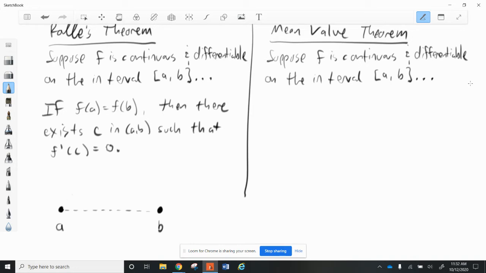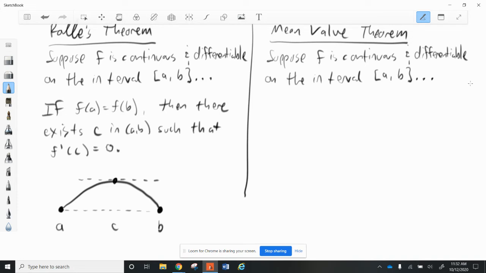So I'm going to draw just a random continuous differentiable function that connects these 2 points. Okay, and let's say it goes like this. All right, there's a lot of different functions I could have drawn, but whatever function you draw, as long as it's continuous, smooth, and it's a function between a and b, then you're guaranteed to find a point on that function somewhere. That's our c value, where the slope is 0, right? So this is Rolle's theorem.